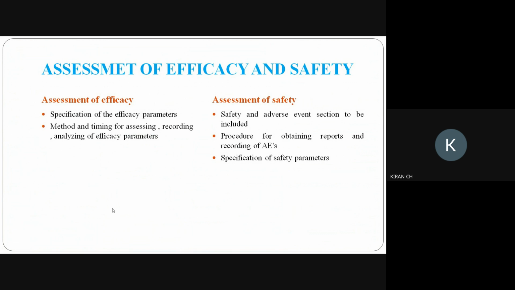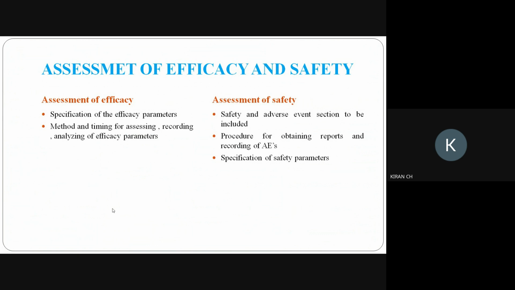Safety is nothing but we'll mention whether the patient is having adverse events or adverse drug reactions after taking this drug. Because if the patient is not having any adverse events and adverse drug reactions after taking the drug, it means that the drug is very safe to the patient, right? By knowing AEs and ADRs only, we can assess whether the drug is safe to the patient or not.